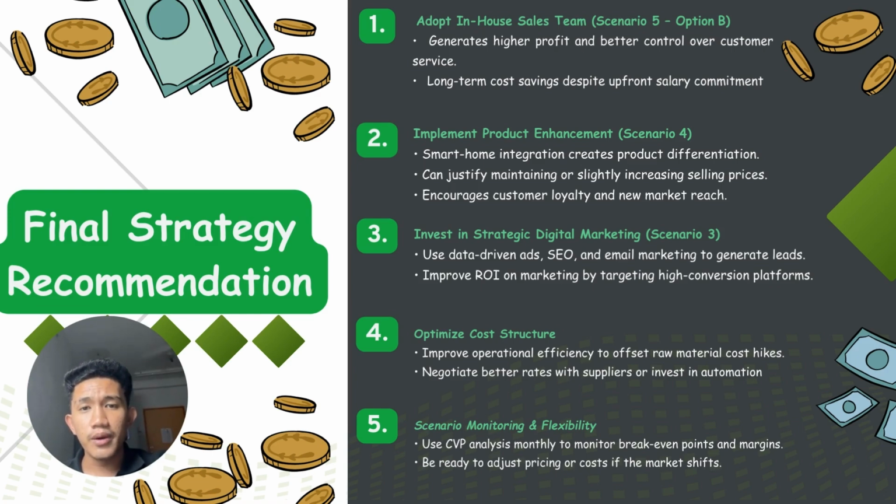In addition, we recommend two optional strategies. The first is product enhancement, to add smart home features to EcoBright bulbs to attract a new market and justify premium pricing. The second is a digital marketing investment, using data-driven ads and SEO to expand brand reach and improve lead conversion and cost efficiency. In conclusion, the combination of in-house sales, product innovation, and targeted marketing will not only improve profitability but also strengthen EcoGlow's competitiveness in the LED lighting market.